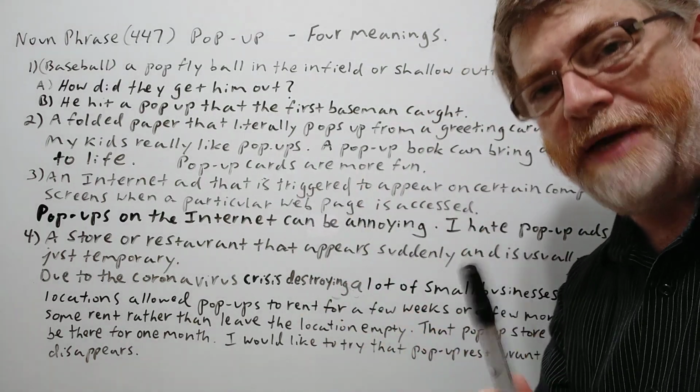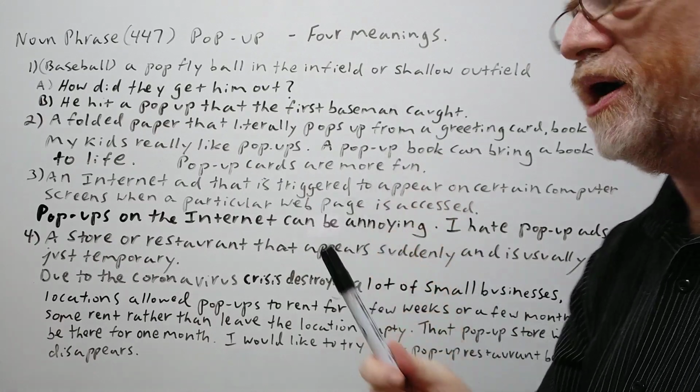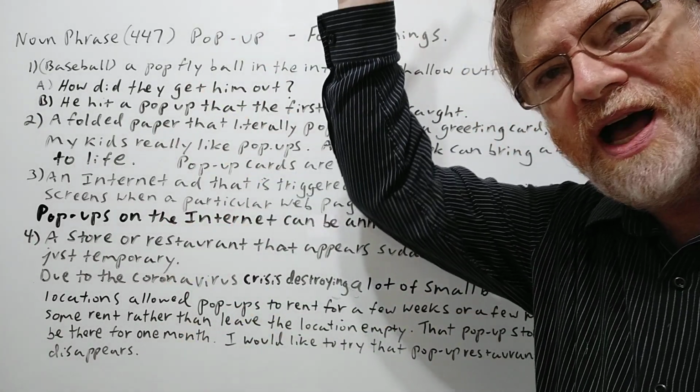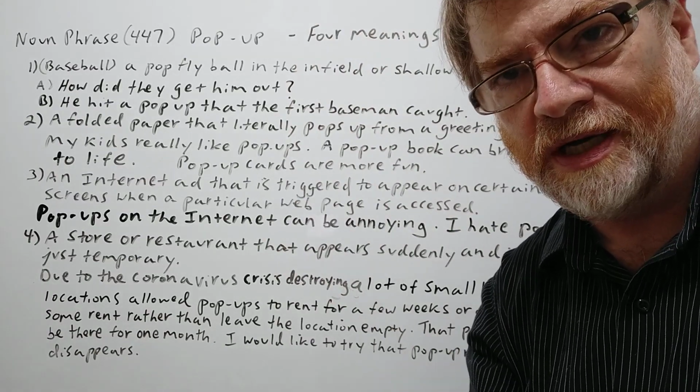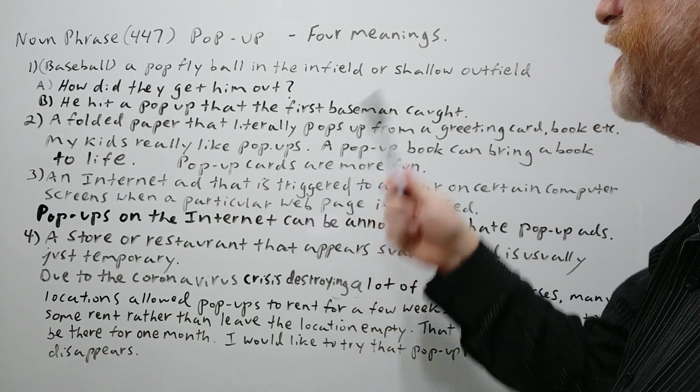All right, the first one is in baseball. A pop fly in the infield or shallow outfield. So this is when a hitter hits a ball, and it goes up in the air and stays very high up in the air for a long time. In baseball, we might call this an easy out, especially in the infield.